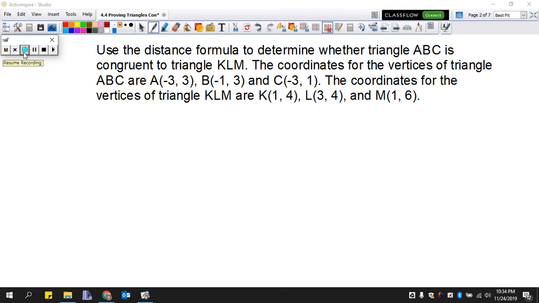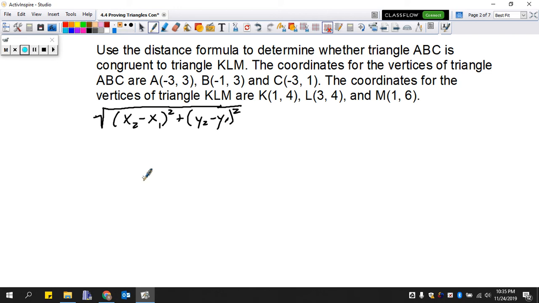Sometimes we need to use the distance formula to determine whether the side lengths are going to be the same, especially if we're talking about triangles drawn in a coordinate plane. Just as a reminder, the distance formula is the square root of x2 minus x1 squared plus y2 minus y1 squared. So that's the distance formula. We talked about that earlier this year.